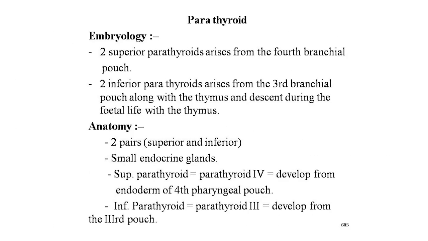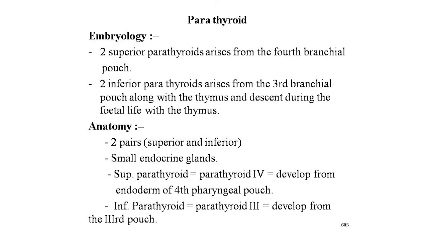Embryology of the parathyroid: the two superior parathyroids arise from the 4th branchial pouch, and the two inferior parathyroids arise from the 3rd branchial pouch along with the thymus, and descend during fetal life with the thymus. Anatomy of the parathyroids: there are 2 pairs, the superior 2 and inferior 2, a total of 4 glands.